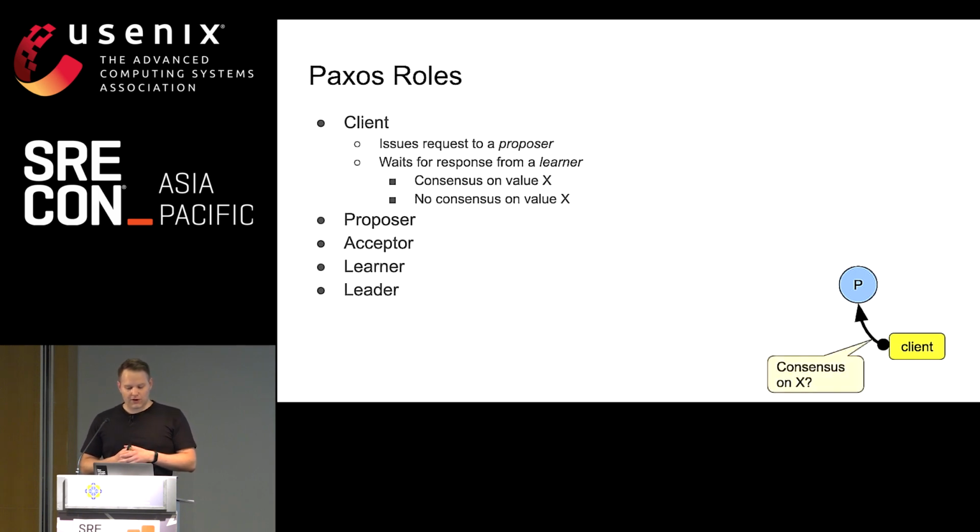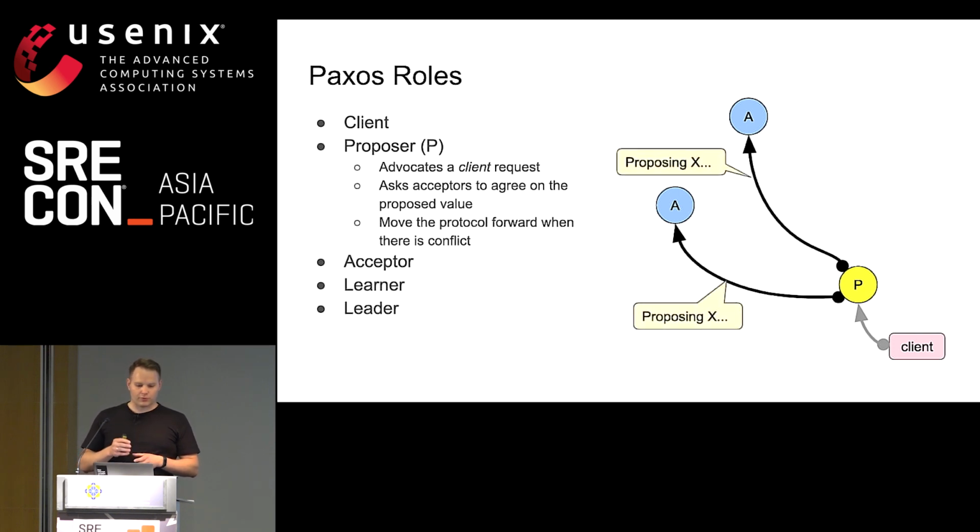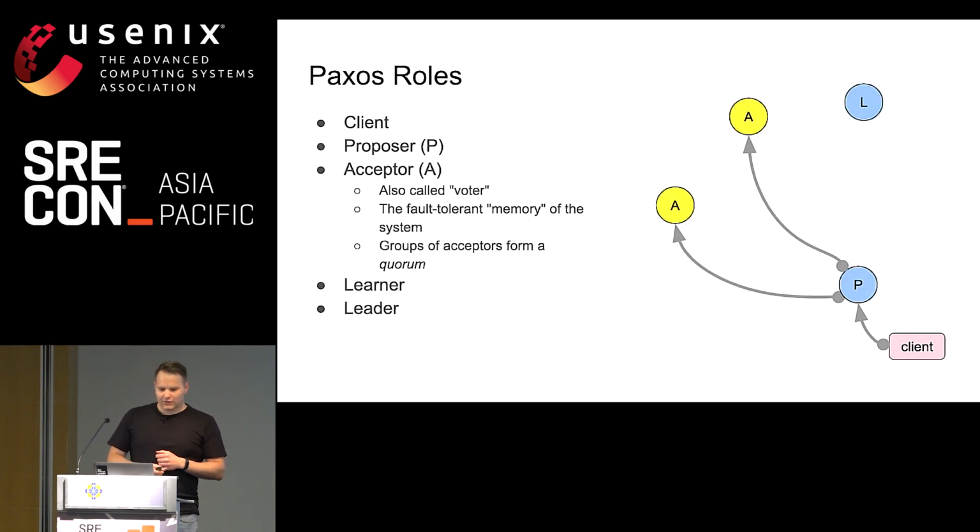So the client asks a proposer for a consensus on value X. Then the proposer role needs to act on behalf of the client. It advocates the client request, and it asks other roles, the acceptors, if they could agree on the proposed value. And by doing so, the proposer is the one who moves the protocol forward. The acceptors are also sometimes called voters, and they are the fault-tolerant memory of the overall system. And the group of acceptors forms something that we call a quorum.